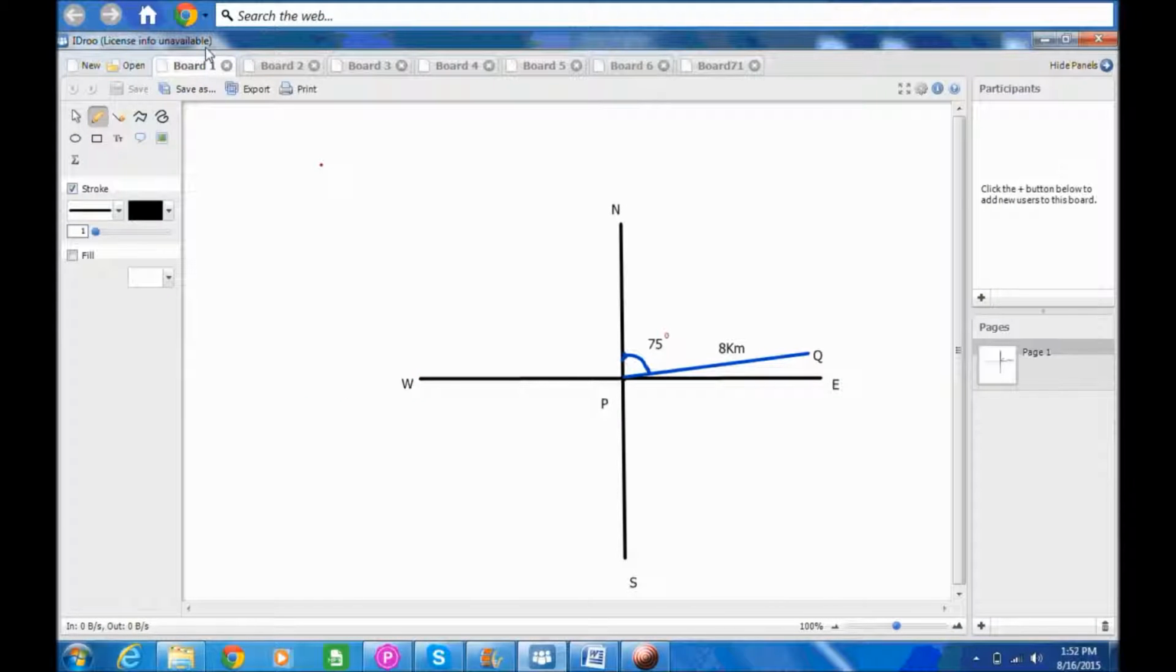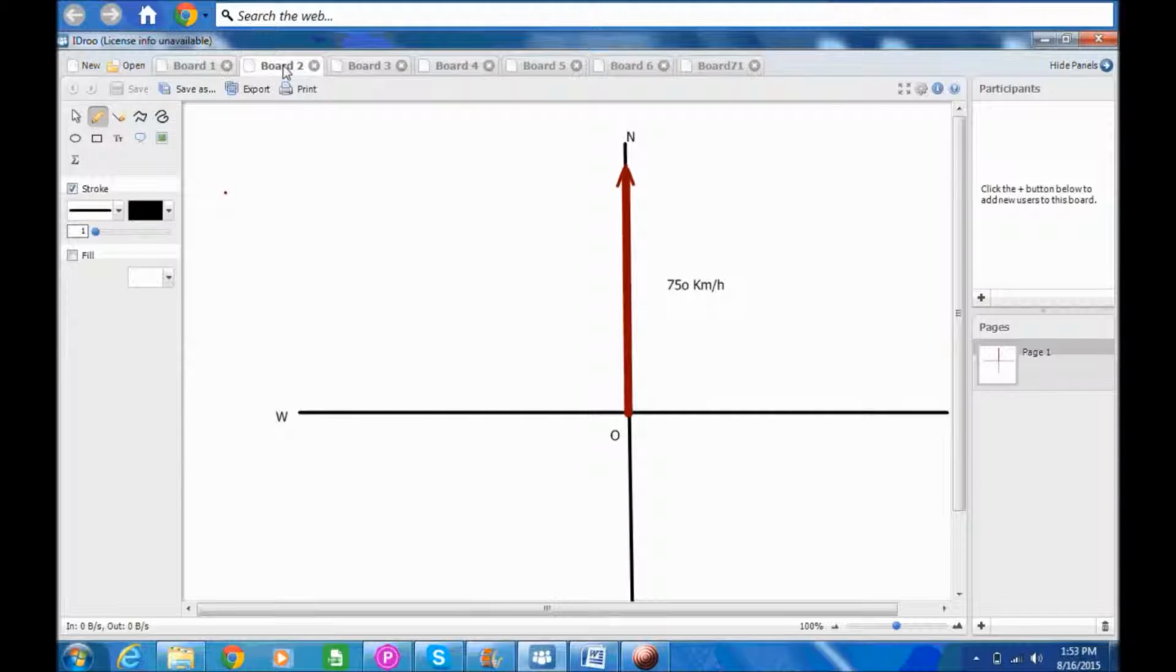The displacement of 8 kilometers from P to Q is represented by a straight line PQ. This is PQ, PQ line, this one. So 8 kilometers displacement. The second example is the velocity of 750 kilometers per hour due north, and it has been mentioned with the help of this vector, this reddish vector.